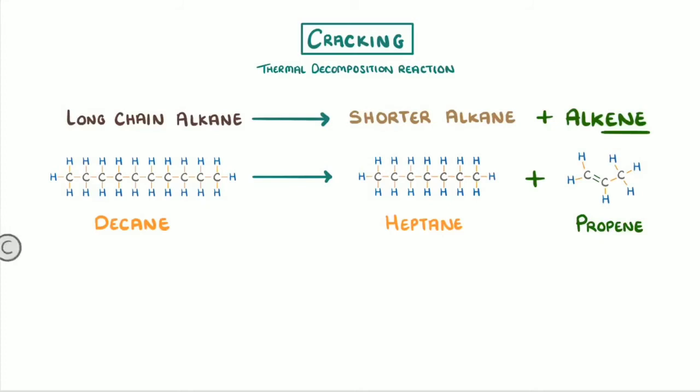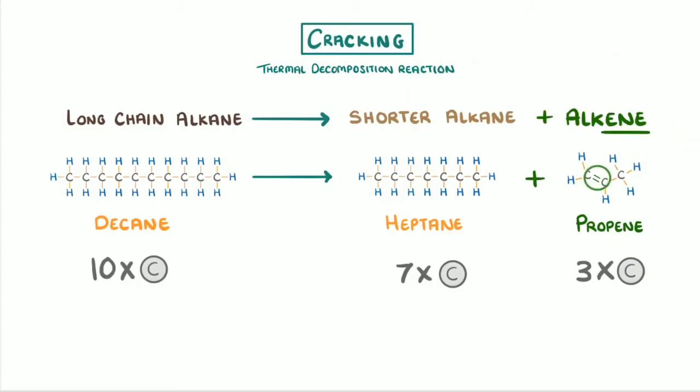So as decane is 10 carbons long, and one of the products is heptane, which has 7 carbons, then our other product must have 3 carbons. And if you did the same thing for hydrogens, you'd find that there aren't enough hydrogens left for both products to be saturated and have all single bonds. So instead, one of our products has to have a double bond, which is what makes it an alkene rather than an alkane.